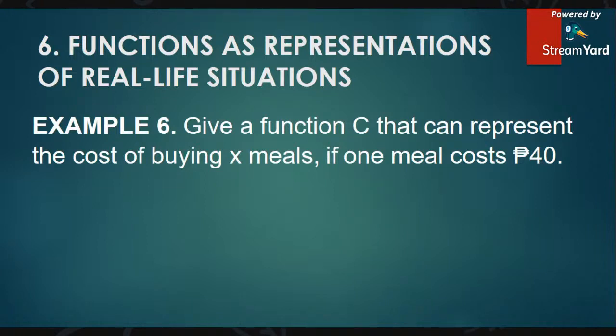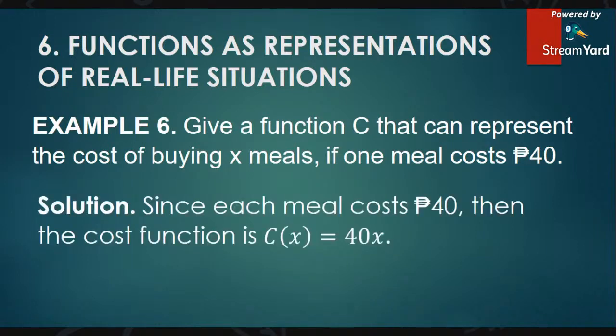So, ibig sabihin, kapag nag-create tayo ng function, ang gagawin natin ay yung cost natin which is 40, itatimes natin siya sa number of meal which is x. So, i-transform natin siya as function. So, since each meal costs 40 pesos, then the cost function is C of x is equals to 40x. Kasi ang pangalan ng function natin ay C, kaya C ang ginamit natin dito. Tapos yung x, kaya ginamit natin kasi ang pangalan ng meals natin ay x. So, 40 times x. Kind of real-life situation yan. So, pwede pala yun sa function. Next.